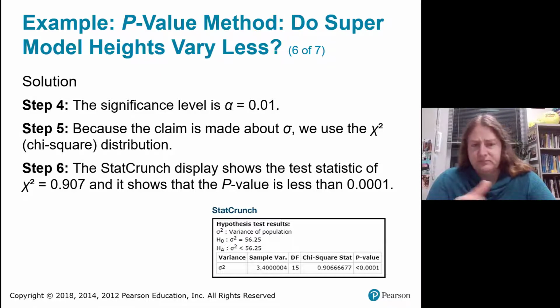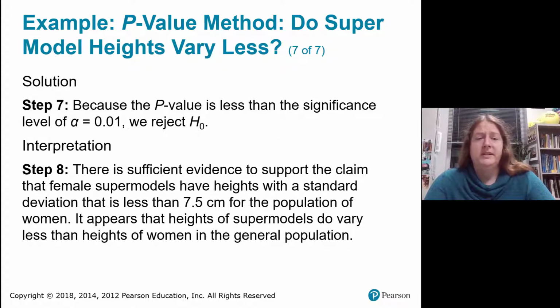This is, again, showing you what's going on with this technology display. The StatCrunch display shows the test statistic is 0.907, and it shows the p-value less than 0.001. So we would say because the p-value is less than the significance level of alpha equals 0.01, we reject the null hypothesis, and we would interpret it saying there is sufficient evidence to support the claim that female supermodels have heights with a standard deviation that is less than 7.5 centimeters for the population of women. It appears that the heights of supermodels do vary less than the heights of women in the general population.